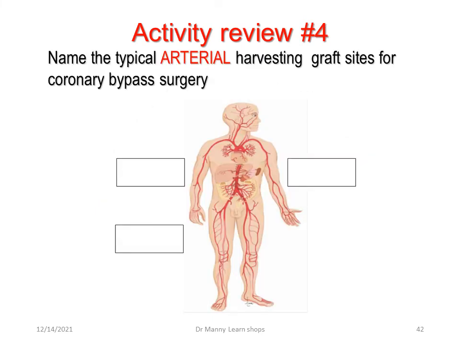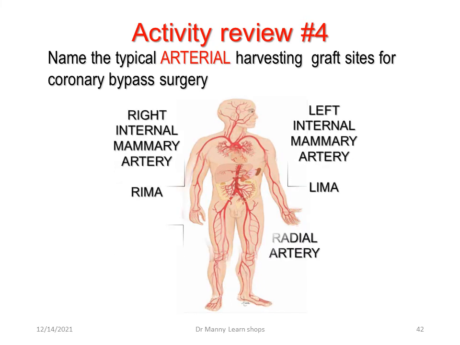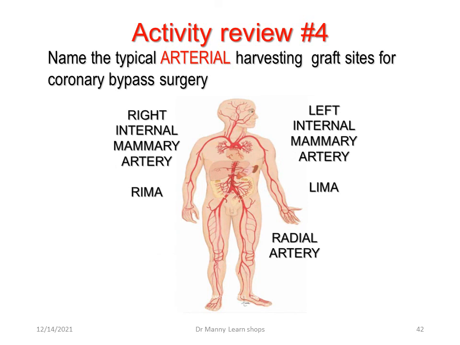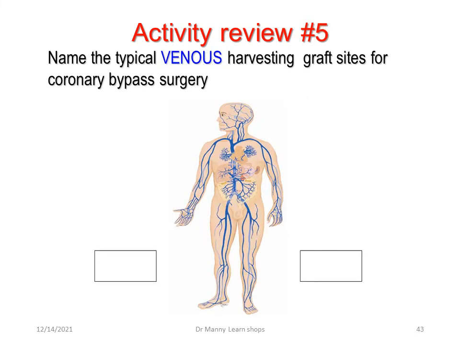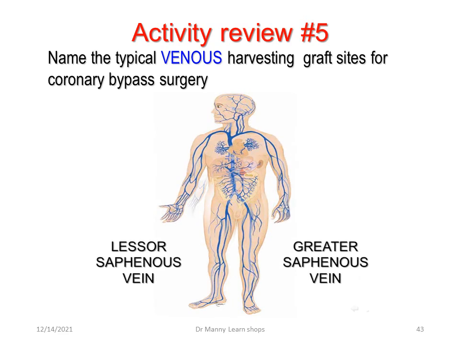Name the typical arterial harvesting graft sites for coronary artery bypass graft surgery. They are right internal mammary, RIMA, left internal mammary, LIMA, and the radial artery. Okay, can you name the typical venous harvesting graft sites for coronary artery bypass graft surgery? We said basilic and cephalic veins. However, the more common ones are from the legs, the lesser and greater saphenous veins.